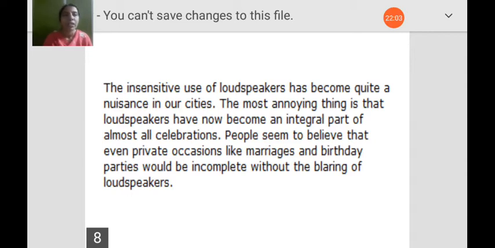So I have started like this. The insensitive use of, that means the loudspeakers are used without any proper reasoning. People are not sensitive to the use of loudspeakers, how to use them. So it is a nuisance in our cities. And the most annoying thing, or the thing that makes me angry, is that they have now become an integral part of almost all celebrations. Every celebration has a loudspeaker these days.